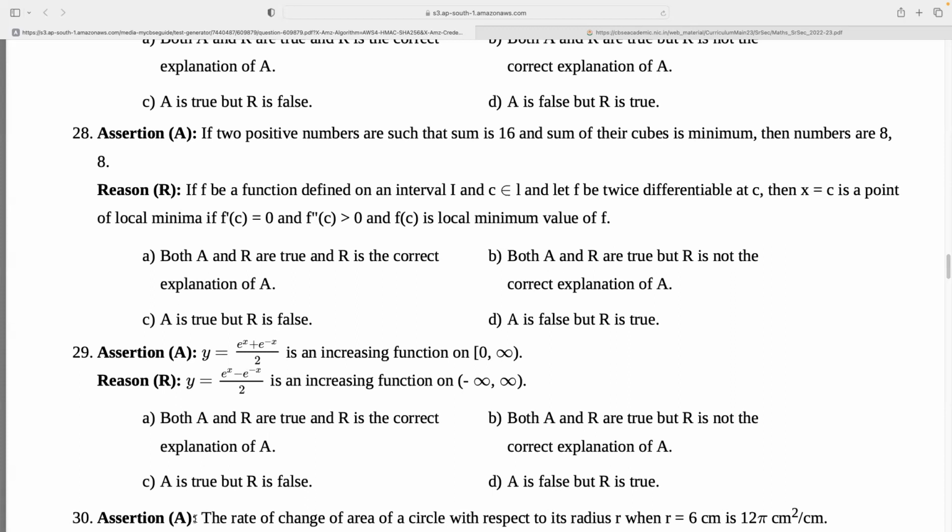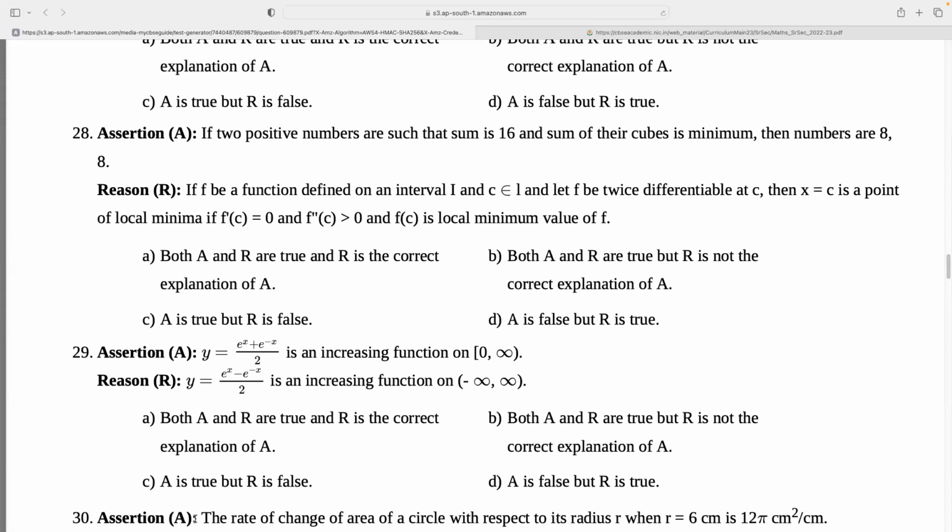Sir, because I remember you told that if the sum of two numbers' squares is maximum, then they should be the same numbers. See, that's what is there in the textbook. Yes, sir. So from that we took an observation. Is it 8 and 8? Yes, sir. Assertion is right.